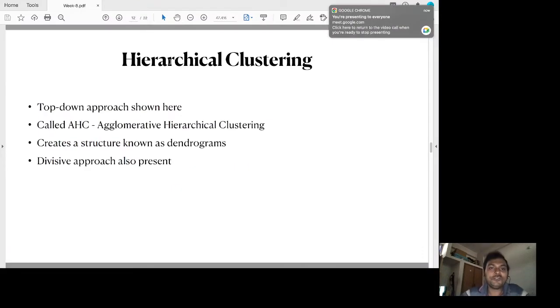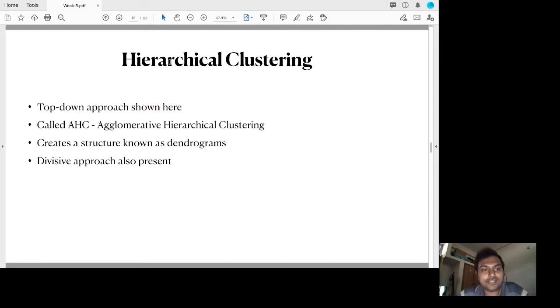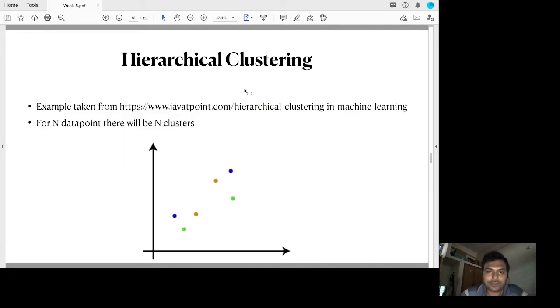Then I'll move on to the next part, which is the hierarchical clustering algorithm. There are two approaches to it. One is the divisive approach, which is a top-down approach, and the other is the agglomerative approach, which is bottom-up. I had forgotten which was which. The agglomerative one is called AHC, and it creates structures known as dendrograms. The divisive approach is just the reverse of this, and AHC is the more widely used clustering algorithm, so I'll talk about that.